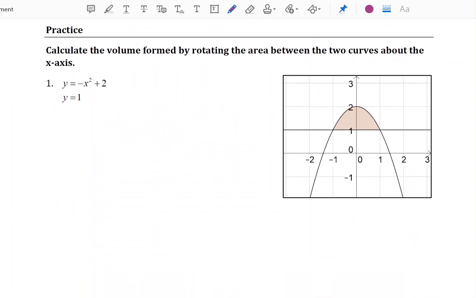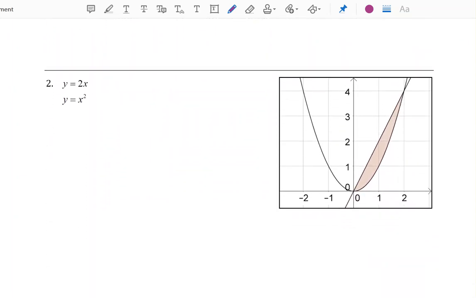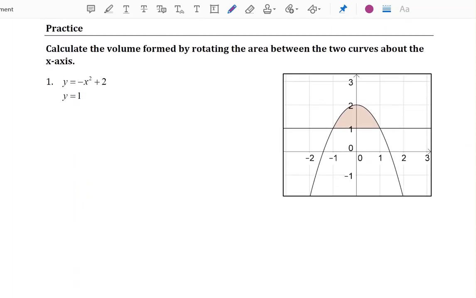Between now and class, there are two practice problems here. Try these two practice problems between now and class, and we'll take a look at them together to make sure we understand this approach to finding volumes of rotations.